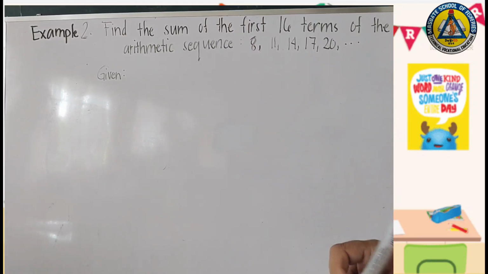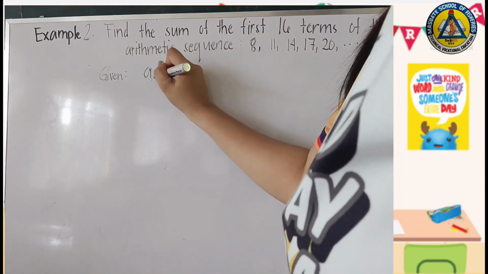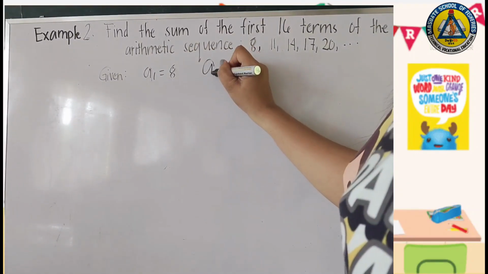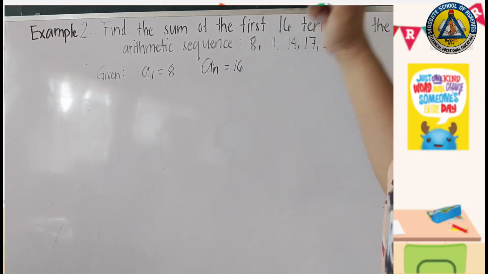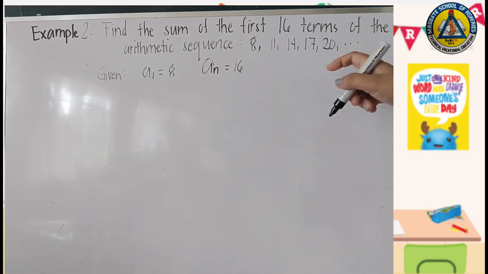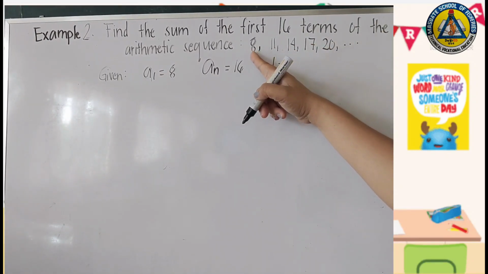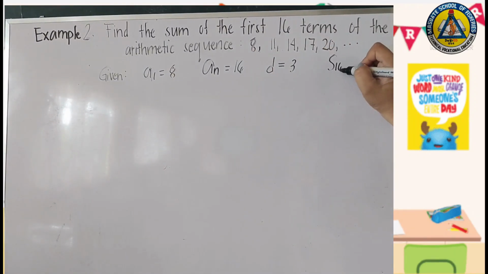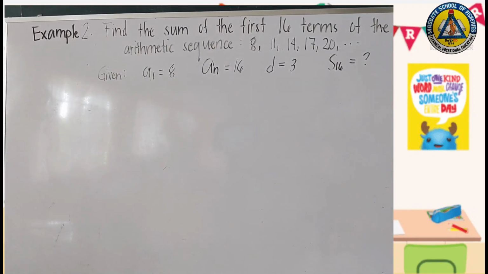Example number 2. Find the sum of the first 16 terms of the arithmetic sequence 8, 11, 14, 17, and 20. The given are a sub 1 is equal to 8, n is equal to 16, and then d is equal to 11 minus 8, which is equal to 3. And we are going to find the sum of the first 16 terms of the arithmetic sequence.